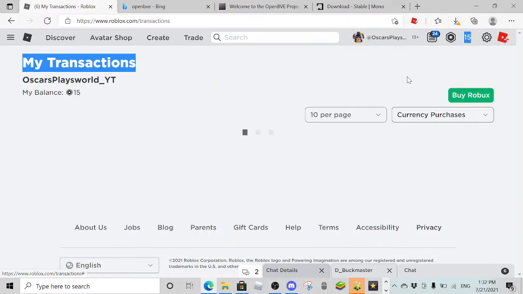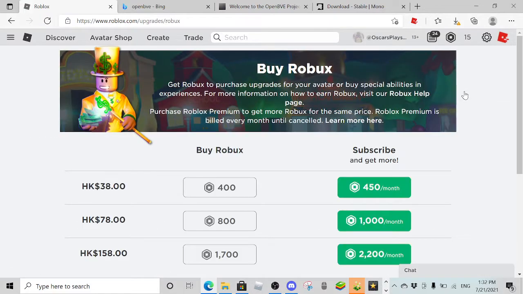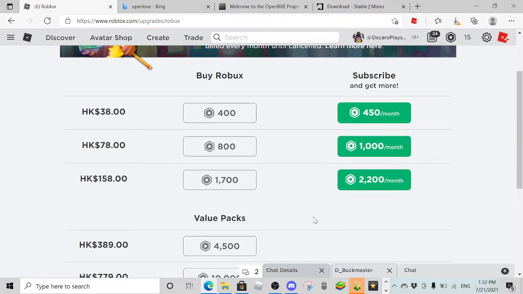just go to summary and press buy Robux. Then you'll be at the buy Robux shop. But the easier way is free Robux.